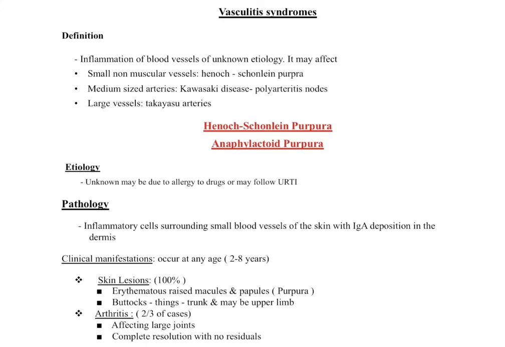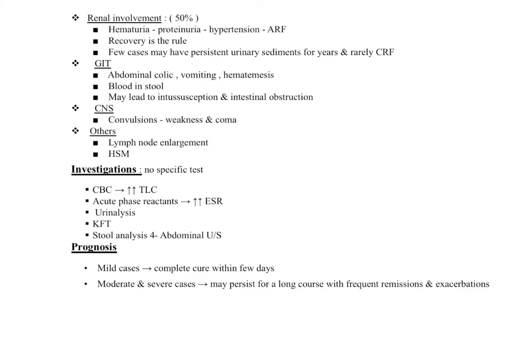Arthritis, 2/3 of the cases affecting large joints, with complete resolution with no residuals. Renal involvement: 50% of the cases have renal involvement. Manifestation of renal involvement: hematuria, proteinuria, hypertension, acute renal failure. Recovery is the rule. Few cases may have persistent urinary sediment for years and rarely chronic renal failure.